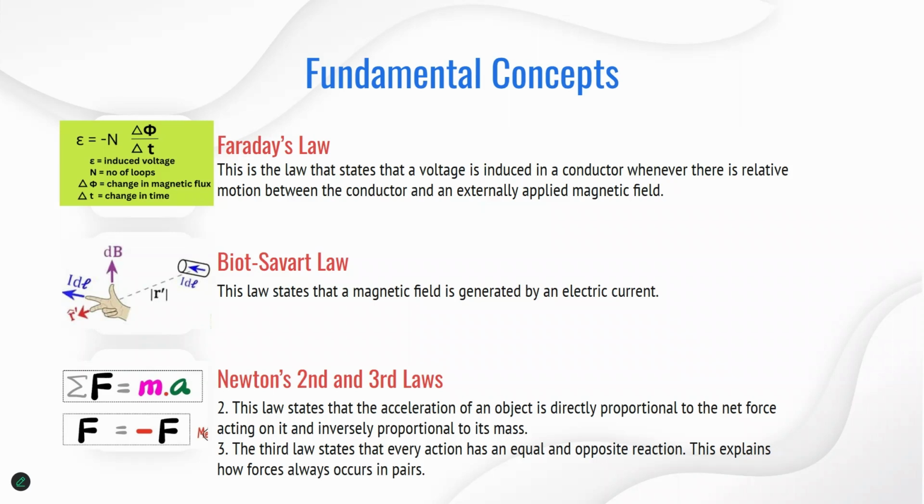His second law states that the acceleration of an object is directly proportional to the net force acting on it and inversely proportional to its mass, which is why the summation of F will equal m times a. And the third law states that every action has an equal and opposite reaction. This explains how forces always come in pairs, which is also why F will have an equal and negative F.